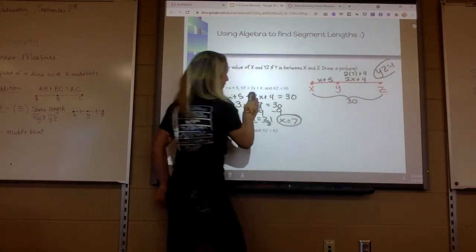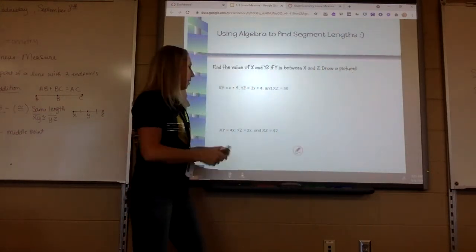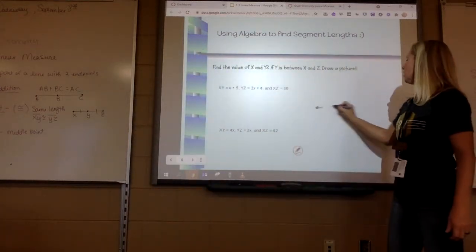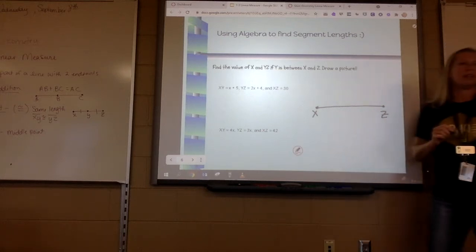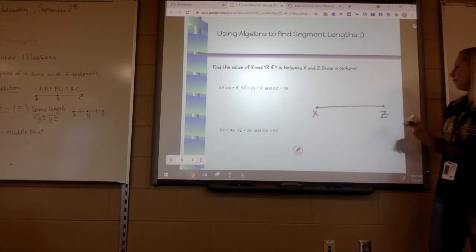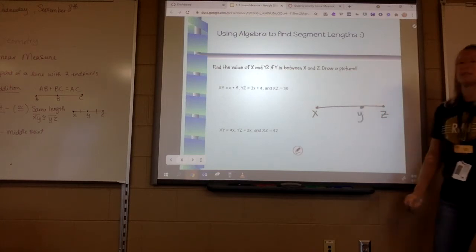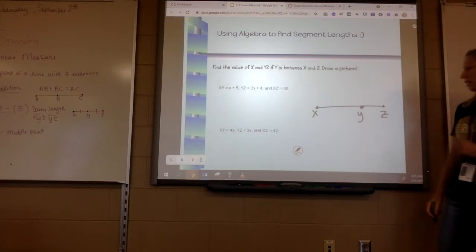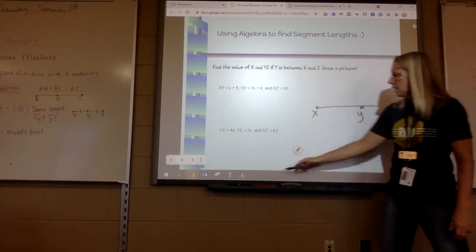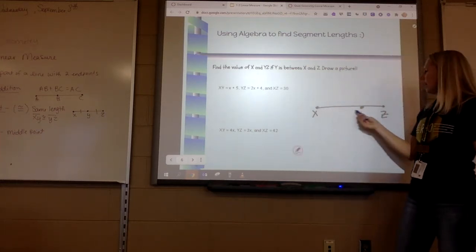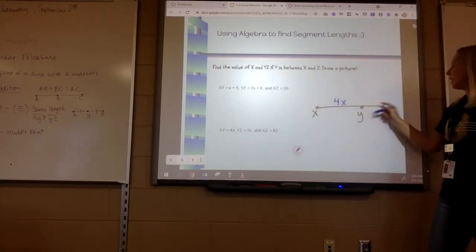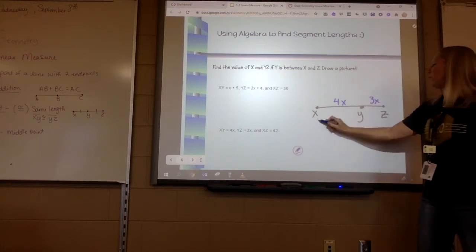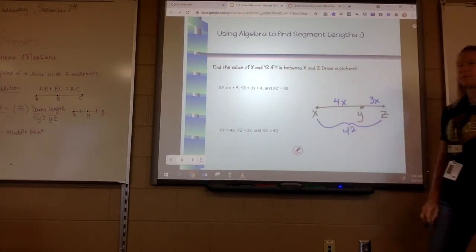Okay, next one. Let's draw the picture first. Always draw a segment. Put X and Z on the ends, and then Y somewhere in the middle. I'm going to put it on this end this time, just to make sure that it's not in the center so you guys don't accidentally think it's a midpoint. Then it tells me that XY is 4X. YZ is 3X. And the whole thing is 42.